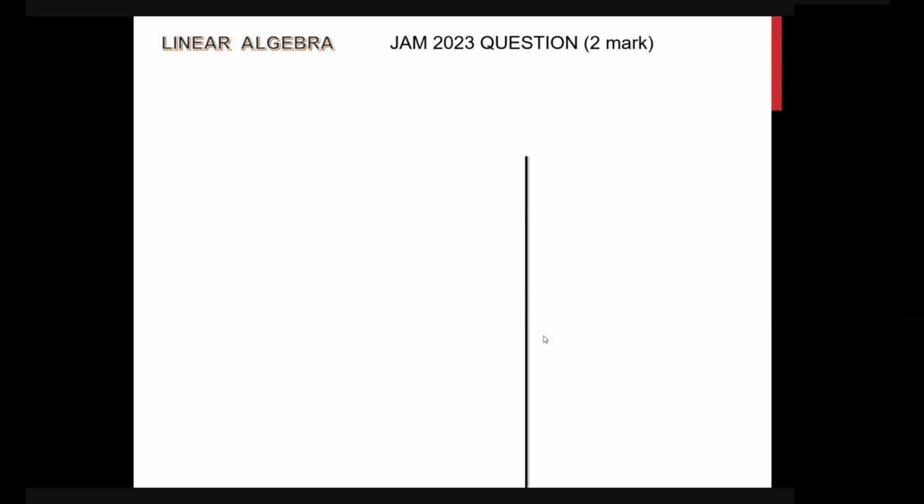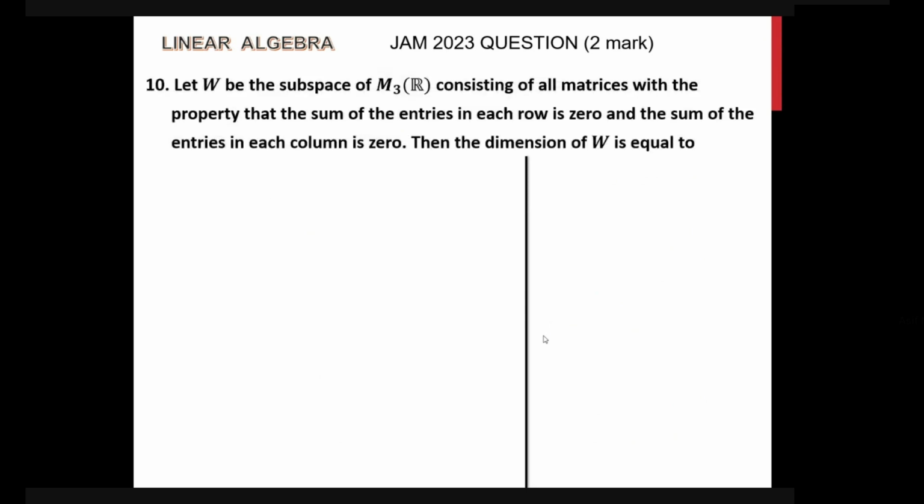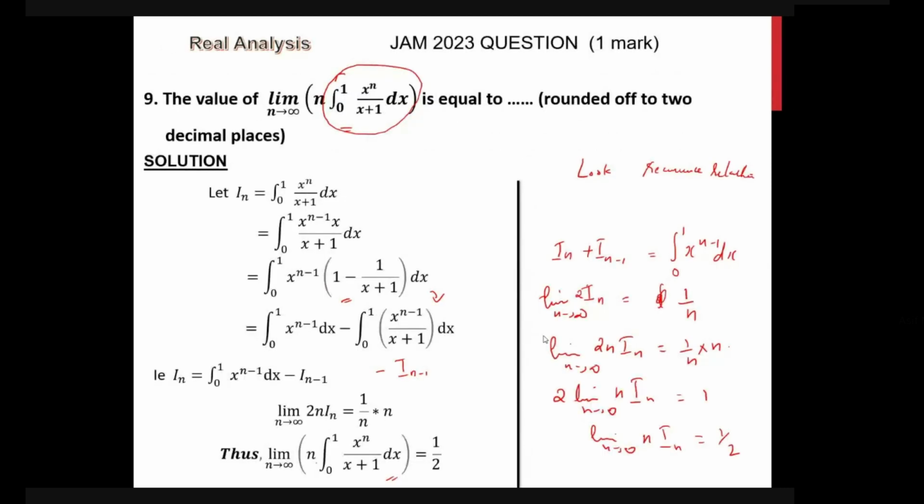Okay, so let us move very fast because the time is okay. Sir, I have a doubt. Tell me. Sir, how did you get 1 by n there?